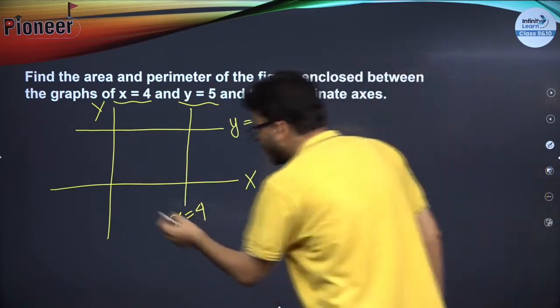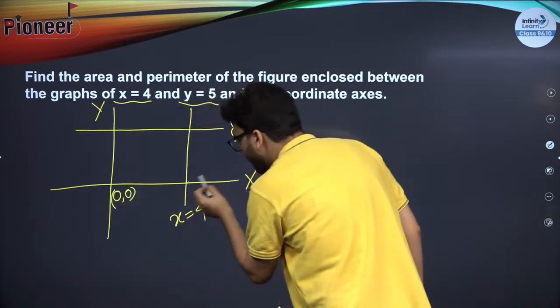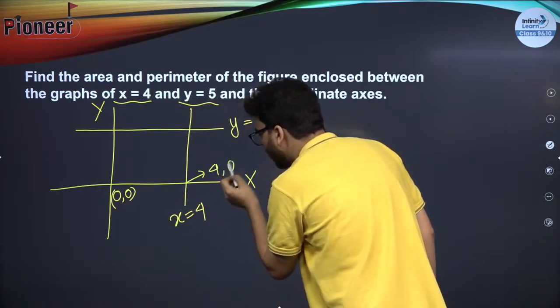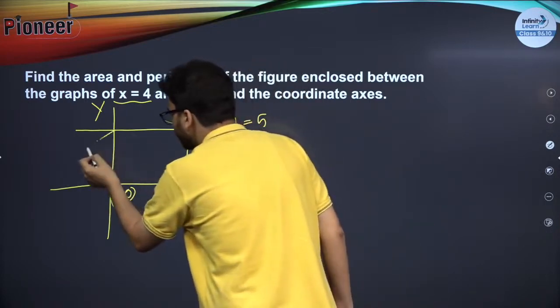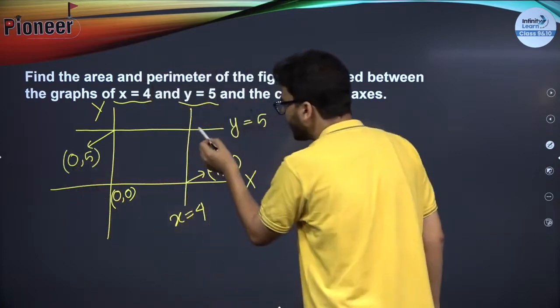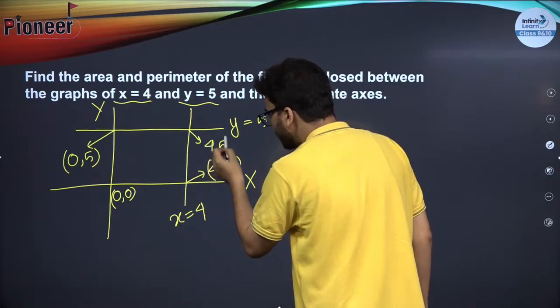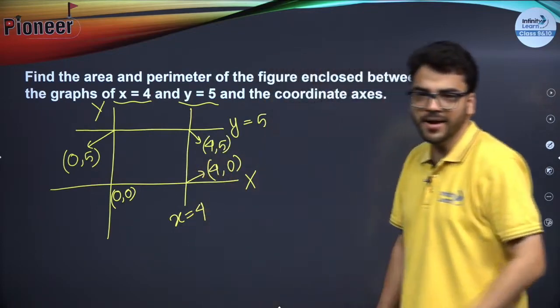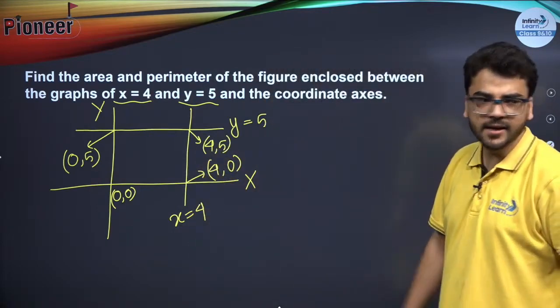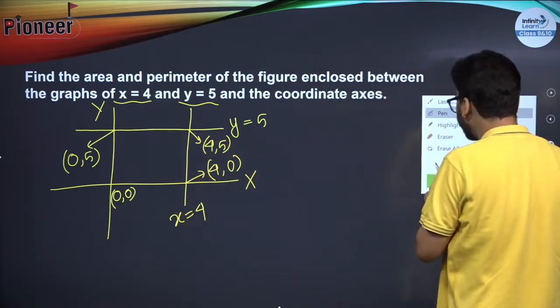And you see, this is 0, 0, the origin over here. The coordinates of this point is 4, 0. The coordinates of this point is 0, 5. And the coordinates of the point of intersection over here will be x is equal to 4, y is equal to 5. Is this clear to everybody in this session? Exactly. So you see, this is a rectangle over here and we have to find its area and its perimeter.